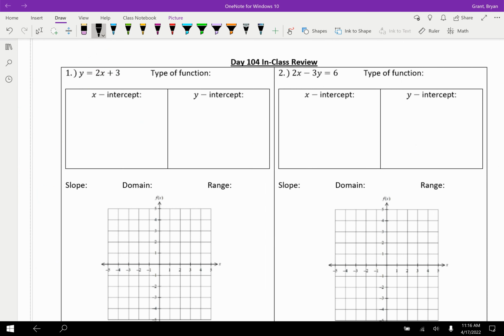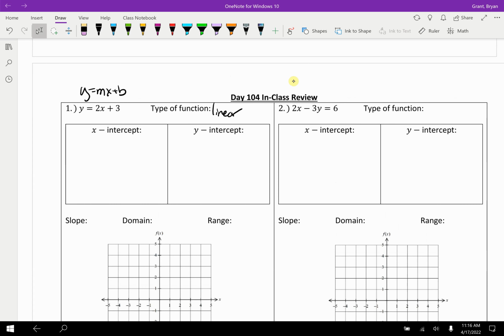This equation, y equals 2x plus 3, looks a lot to me like y equals mx plus b. This is a linear function. It's just going to make that nice diagonal line. 2x minus 3y equals 6. We learned this last semester. This is also strangely called standard form, even though it doesn't quite fit. But this is also a linear function.